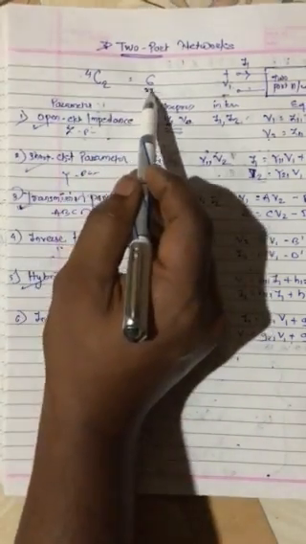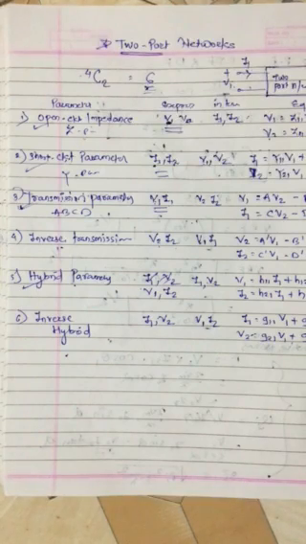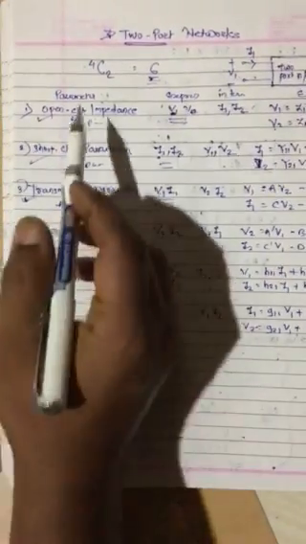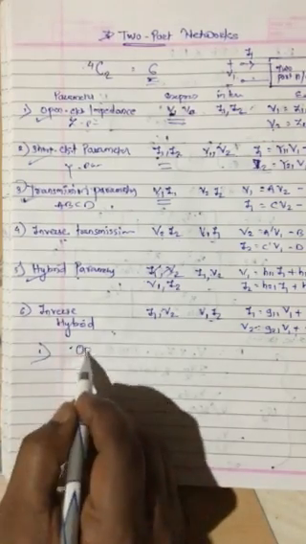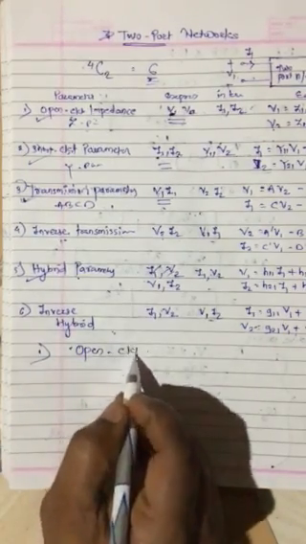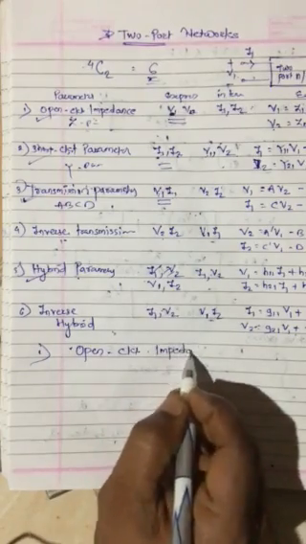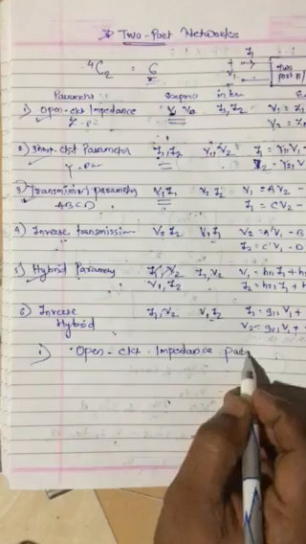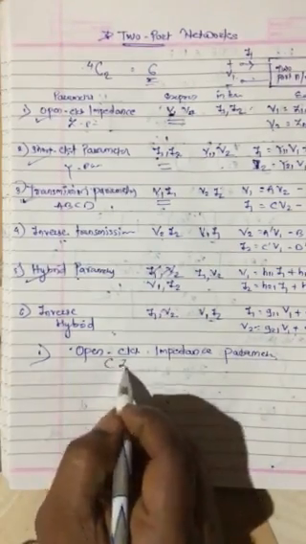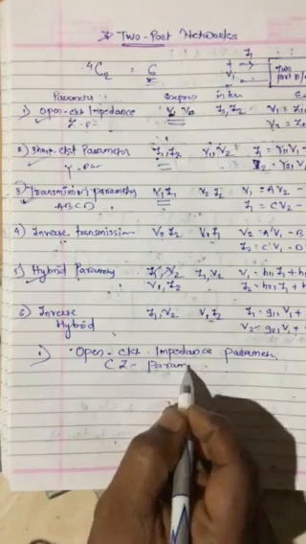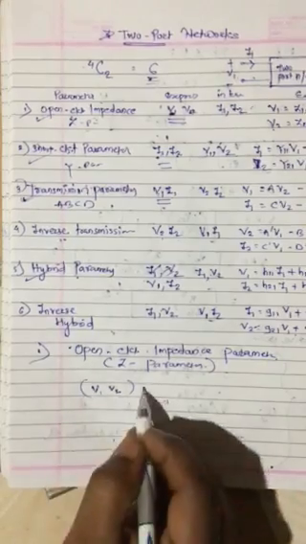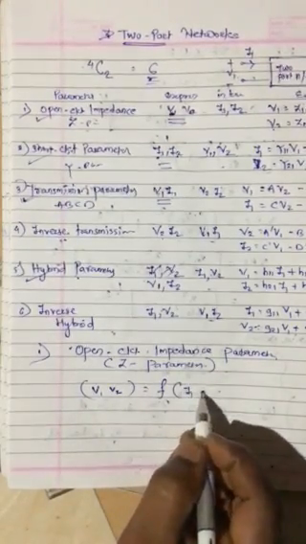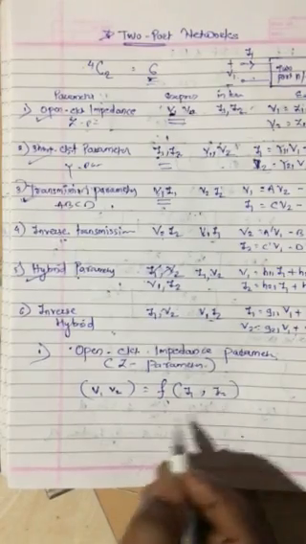So as I said, there are a total of 6 sets of equations describing a two port network. Now we will start with the first parameter and study them one by one. So first is the open circuit impedance parameter, which is also called the Z parameter. We have seen that V1 and V2 are expressed as a function of I1 and I2.